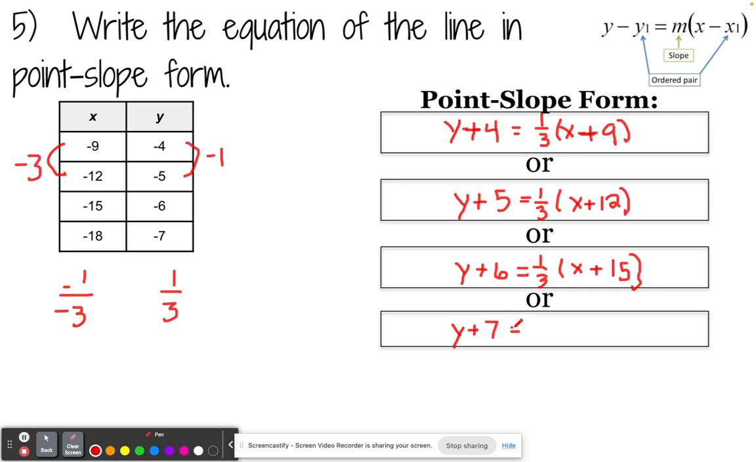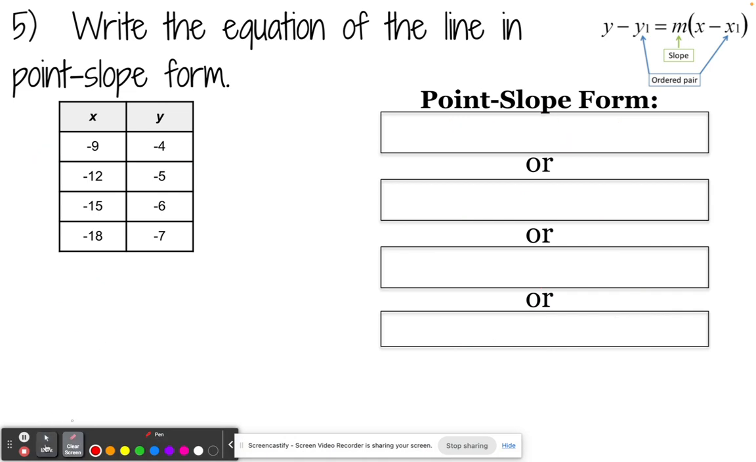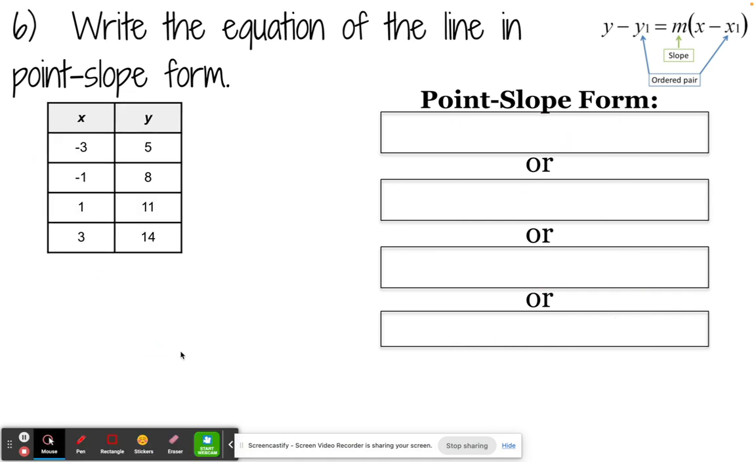equals 1/3 x minus negative 18. Couldn't read my writing. Minus negative 18 becomes plus 18. So I got 4 from this table, and all of them are right.